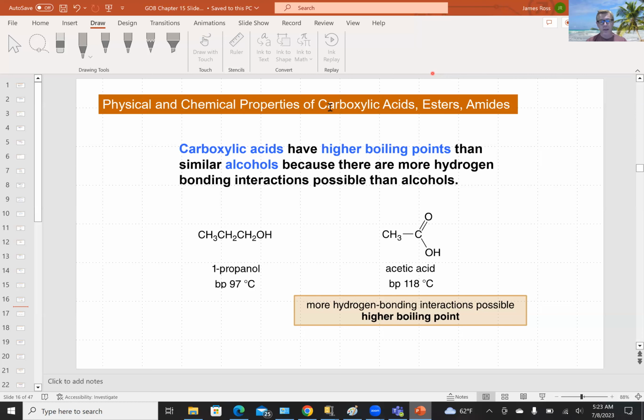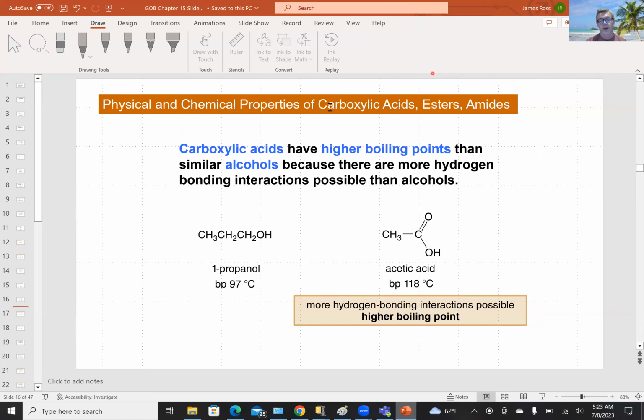Carboxylic acids, if you recall from a previous video, if you take a primary alcohol like 1-propanol shown on the left, we can oxidize primary alcohols to give aldehydes. Then we can oxidize aldehydes further to give carboxylic acids. And you can see that the physical properties for a similar weighted molecule increase if you oxidize the alcohol all the way to the carboxylic acid.